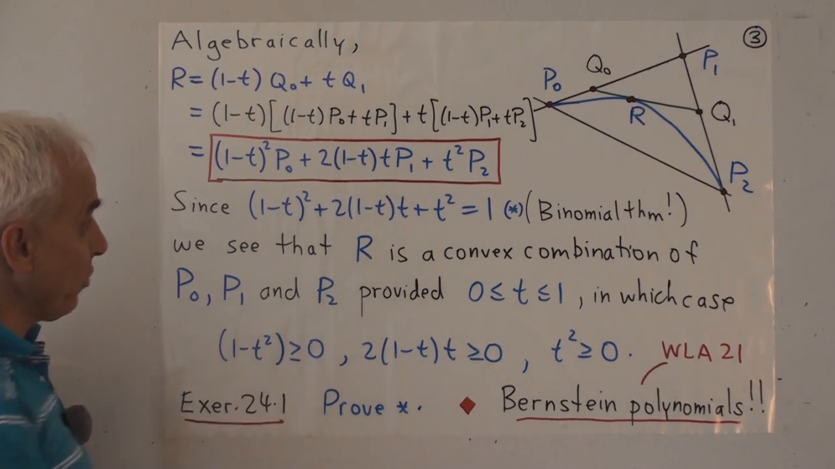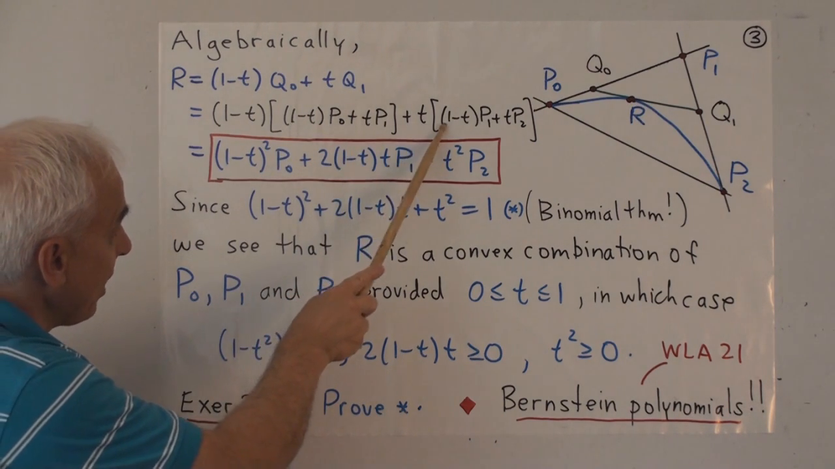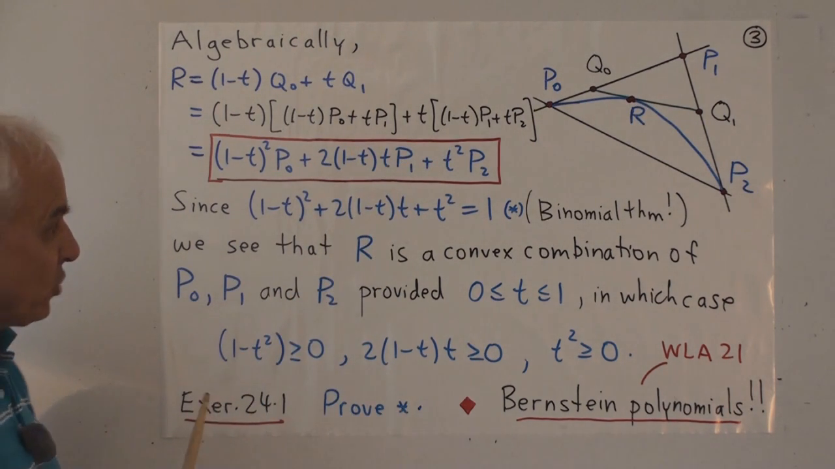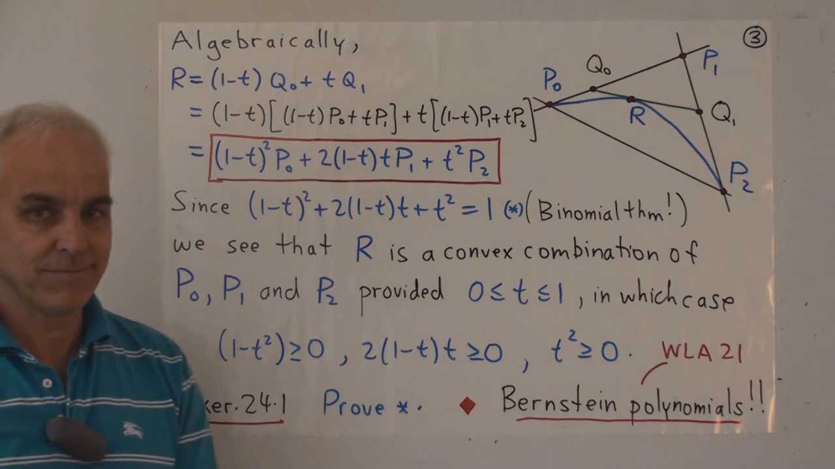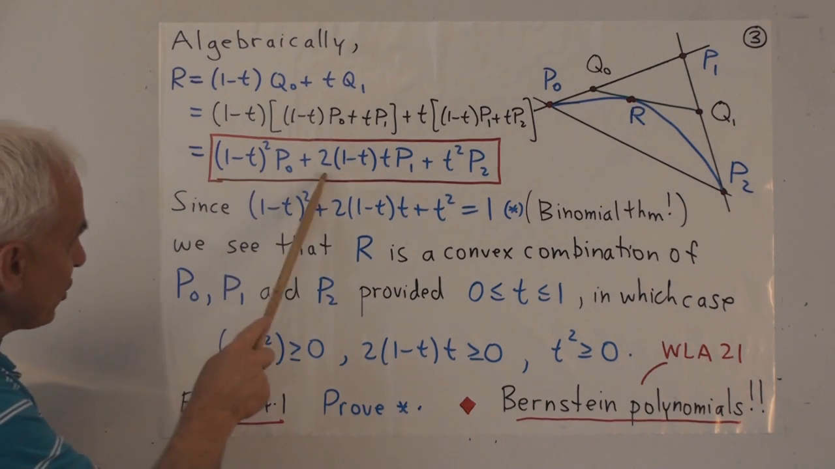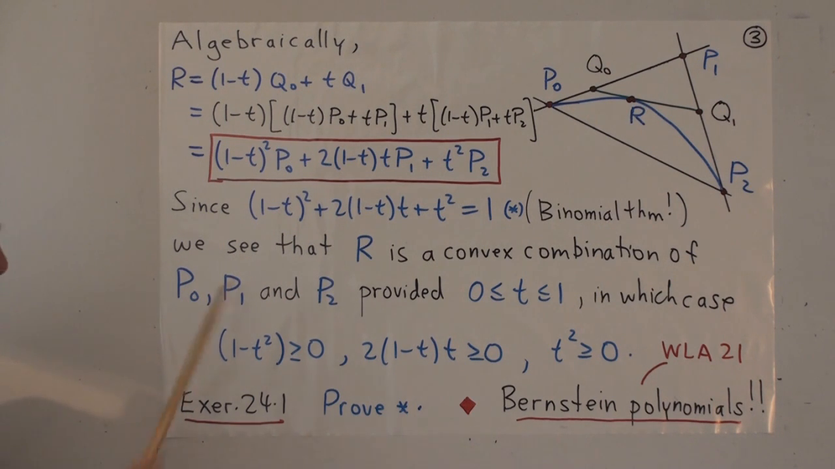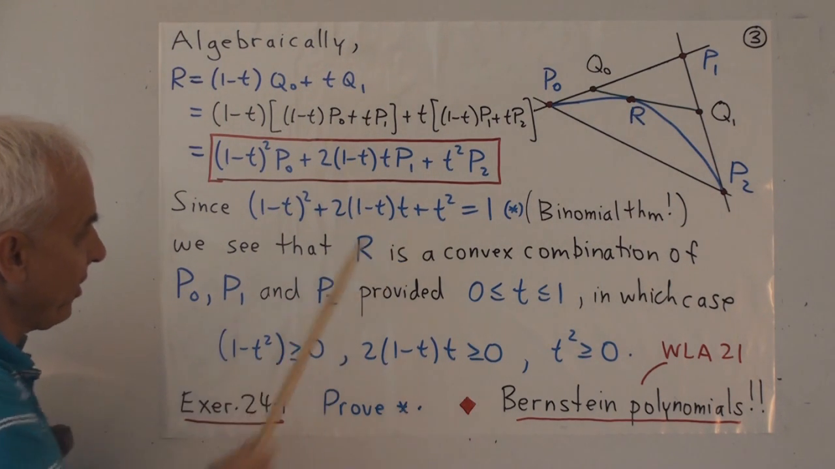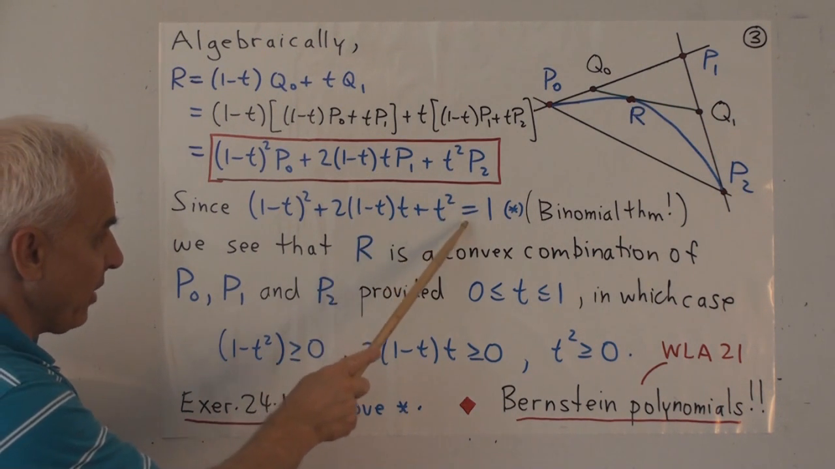And how many P1s do we get? Well, there's (1 minus t) times t here, and t times (1 minus t) here, for a total of 2 times (1 minus t) times t. Now have a look at these three coefficients. Hopefully they look familiar. They add up to 1 because (1 minus t) squared plus 2 times (1 minus t) times t plus t squared equals 1.